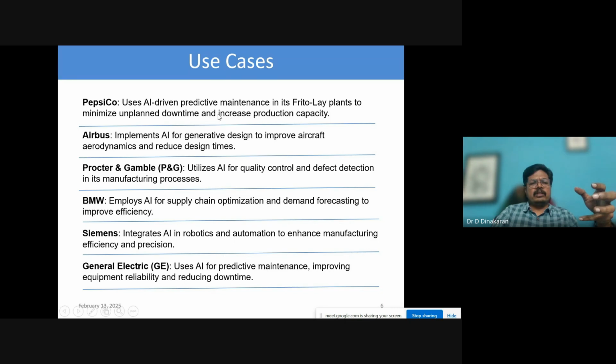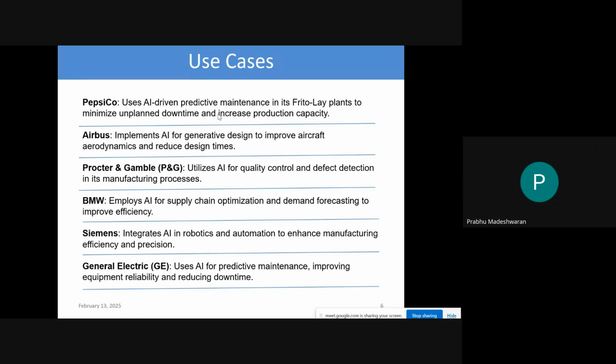Sorry, is it visible? Prabhu, is it visible? Yeah, sir, visible, sir.